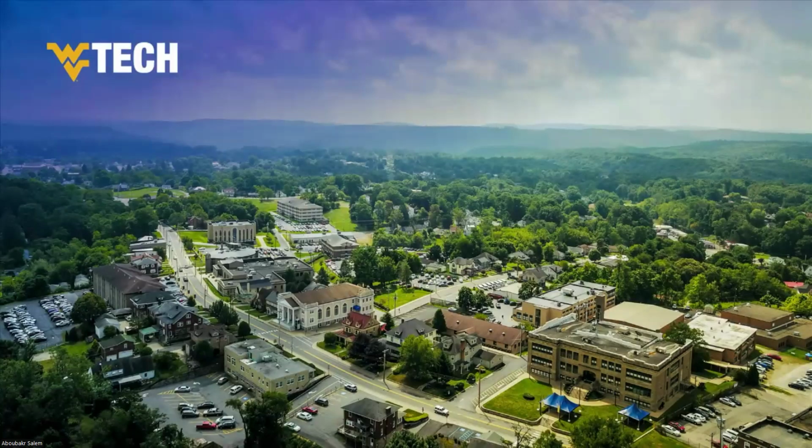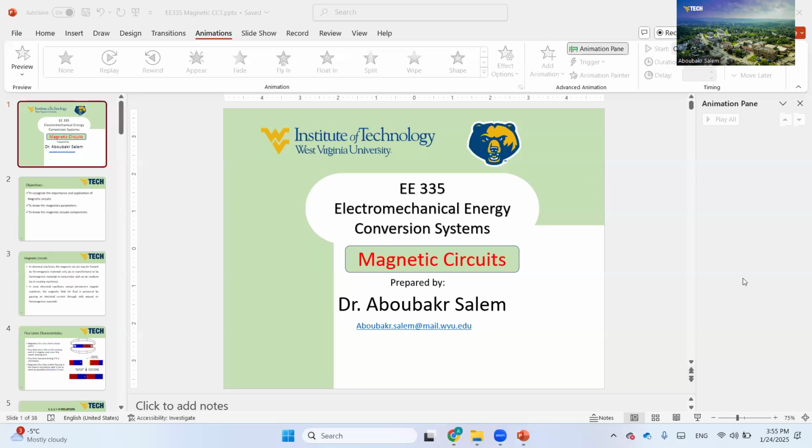Hello everyone. Today we will continue discussing our topics in the electromechanical energy course. Last class we had a quick revision for the power measurements: how can we measure the power using the 3 wattmeter and 2 wattmeter methods? And we also revised the 3-phase and power calculations in 3-phase.